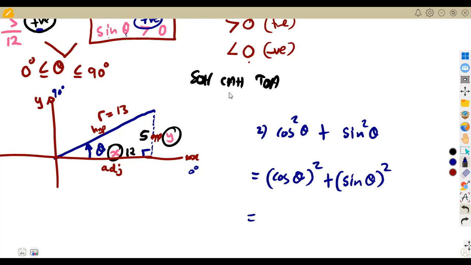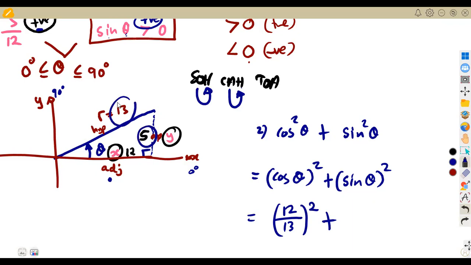The cos of theta, remember that the cos of theta is the adjacent over the hypotenuse. So from here, we are having the adjacent, which is 12, over the hypotenuse, which is 13, which is r. So it's going to be 12 over 13, but everything has to be squared, plus the sine of theta, which is the opposite over the hypotenuse. So here it's 5 on the opposite, and the hypotenuse being 13. So that is going to be 5 over 13 squared, so that is the sine of theta squared.